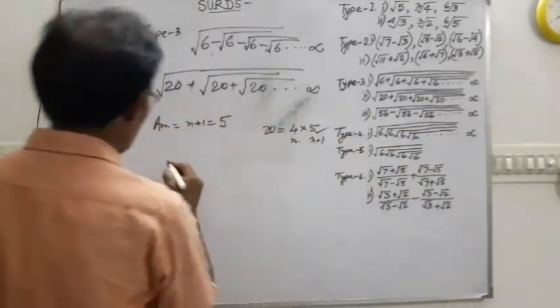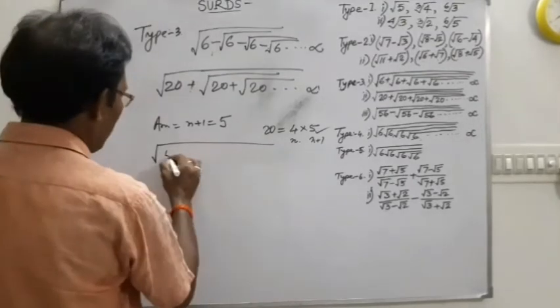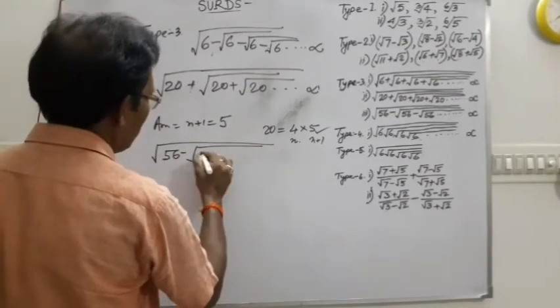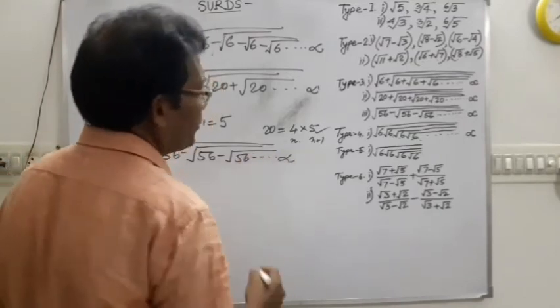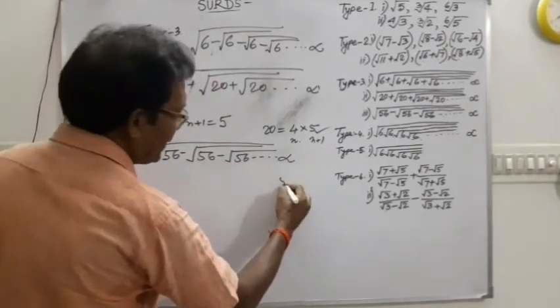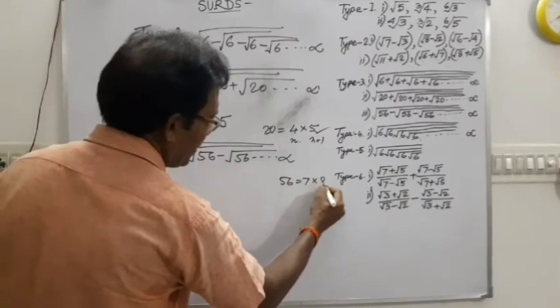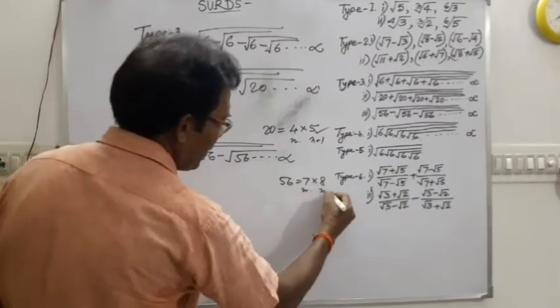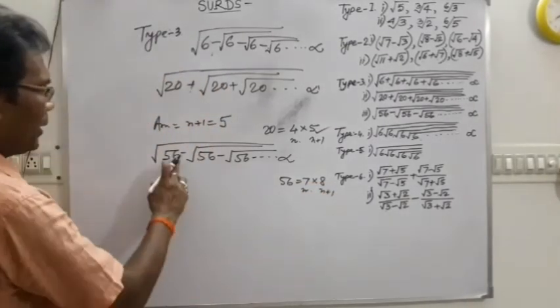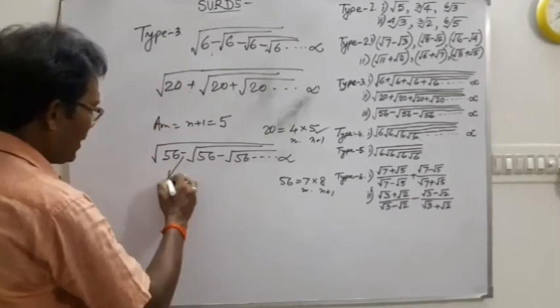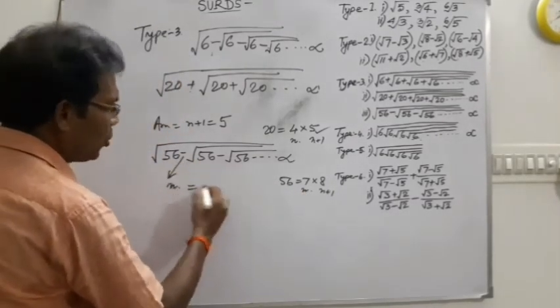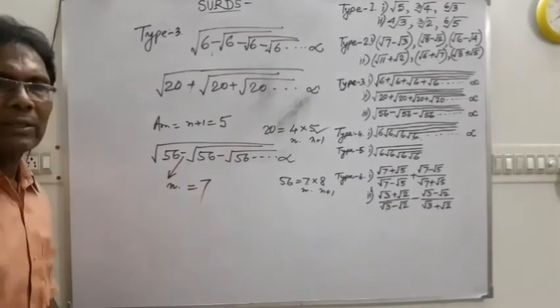Now another example. Root 56 minus root 56 minus root 56, continuing. In this case, 56 factors into 7 into 8. So if this is n plus 1, in case of minus, the answer will be n. In case of minus, the answer will be n. So the answer is 7.